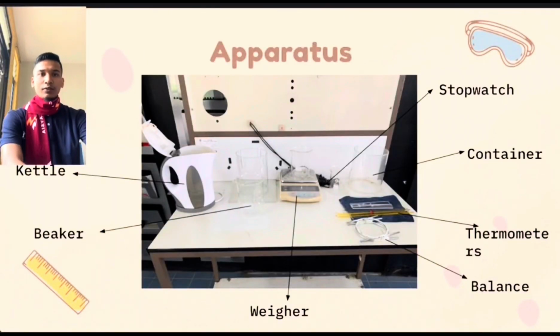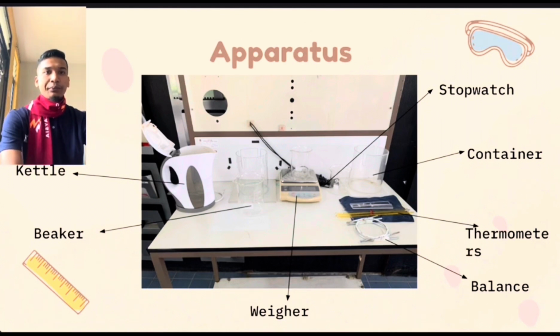Assalamualaikum warahmatullahi wabarakatuh. I'm Lokman Hakim. I will present about the apparatus and methodology. We go through the apparatus first. This is our apparatus for the experiment. We have a kettle, beaker, water, stopwatch, container, thermometers, and balance. That is the apparatus for the experiment.